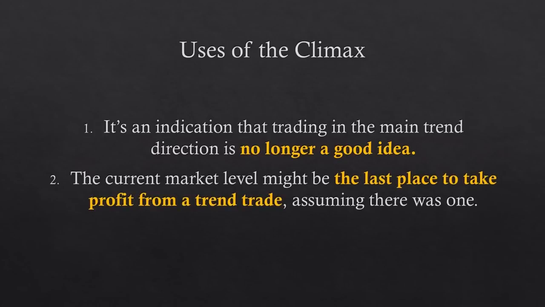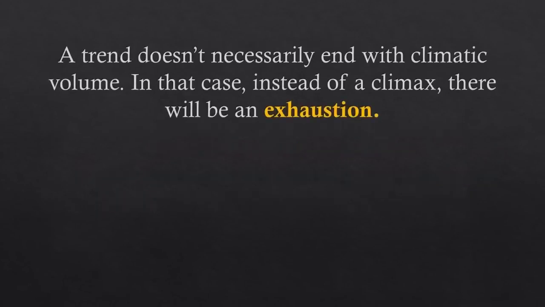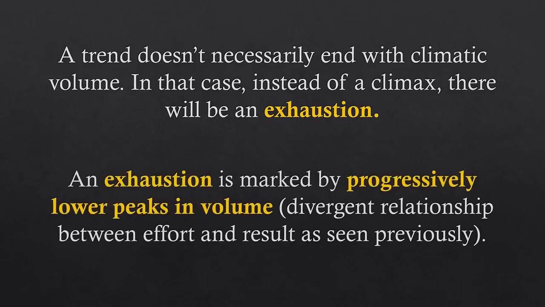It's also important to know that a trend might not always end with climatic volume. In that case, instead of a buying or selling climax, there will be a buying or selling exhaustion, which is the gradual decrease in volume at the end of a trend. A decrease in volume simply means a lack of interest from one of the sides of the market. Buying or selling exhaustions represent a type of divergent relationship between price and volume, or effort and results, using Wyckoff terminology.